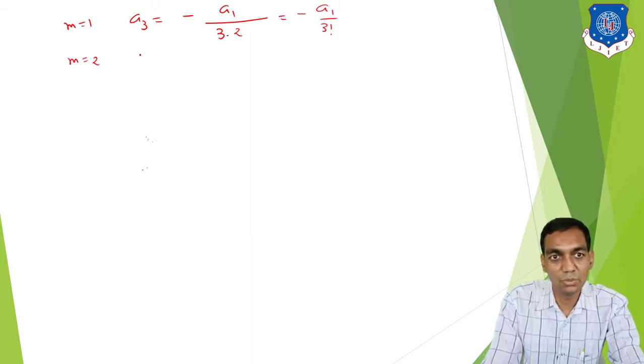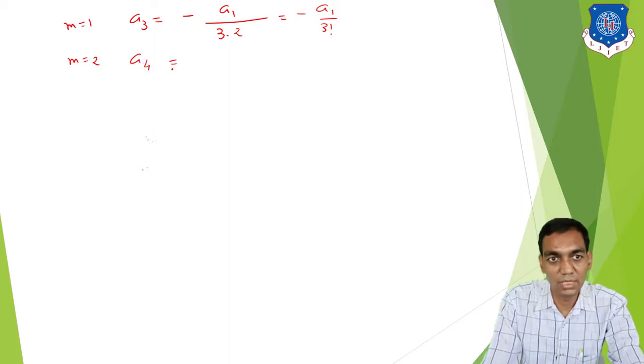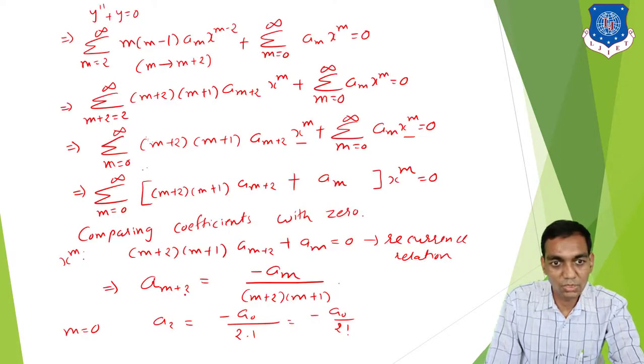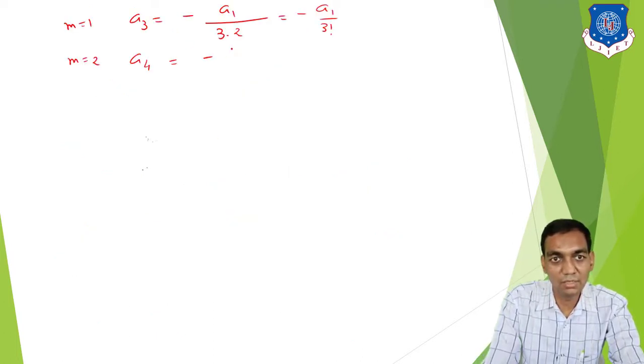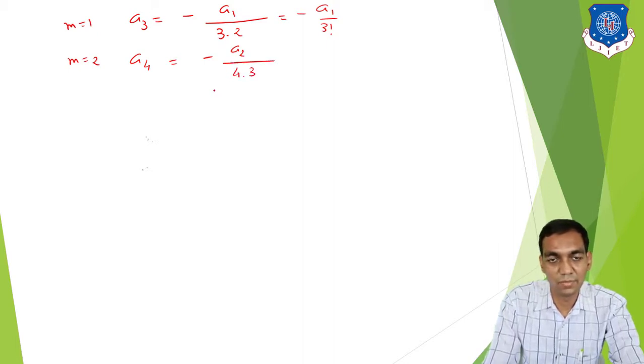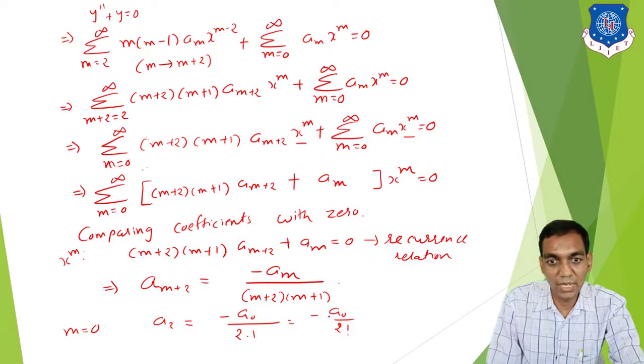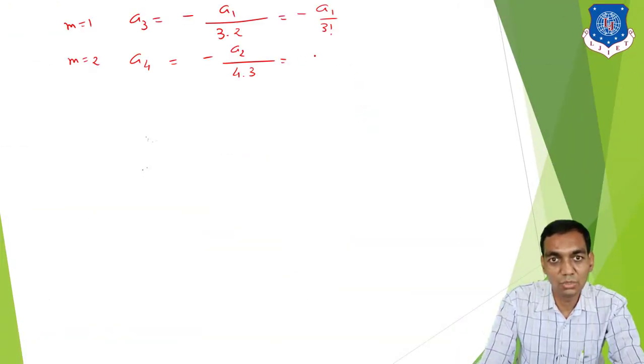In the same manner, m is equal to 2, then you will have a4. See, m is equal to 2, so 2 plus 2 is 4. Here 2, 4 and 3. So you will have minus a2 divided by 4 into 3. But you have the value of a2. a2 is nothing but minus a0 by 2 factorial. Correct? So we are going to put it here. So you have minus 1 by 4 into 3 into minus a0 by 2 factorial. So this is going to be a0 upon 4 factorial.